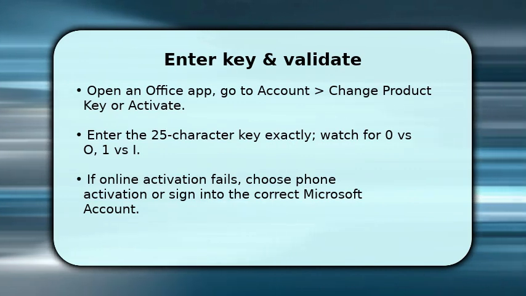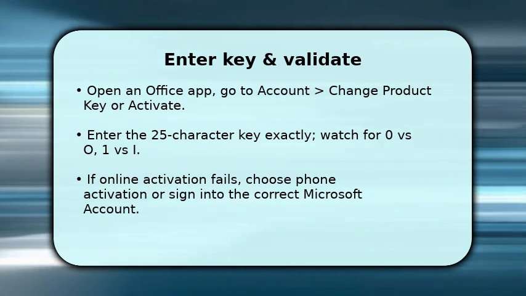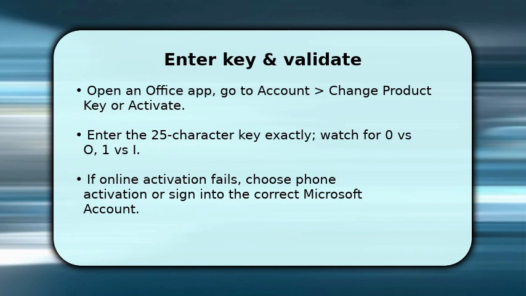Open Word or Excel and go to Account, then choose Change Product Key or Activate. Type the 25-character key carefully. Misreading characters causes rejection. Once entered, Office contacts Microsoft to validate. This links the key to your account and enables updates.